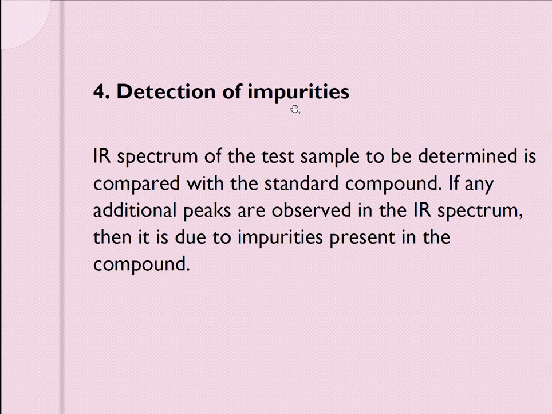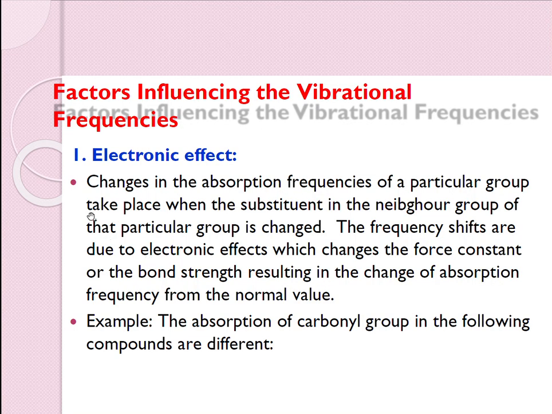And finally, the detection of impurities. The IR spectrum of the test sample to be determined is compared with the standard compound. If any additional peaks are observed in the IR spectrum, then it is due to the impurities present in the compound. Now we'll see different factors which affect the vibrational frequencies.